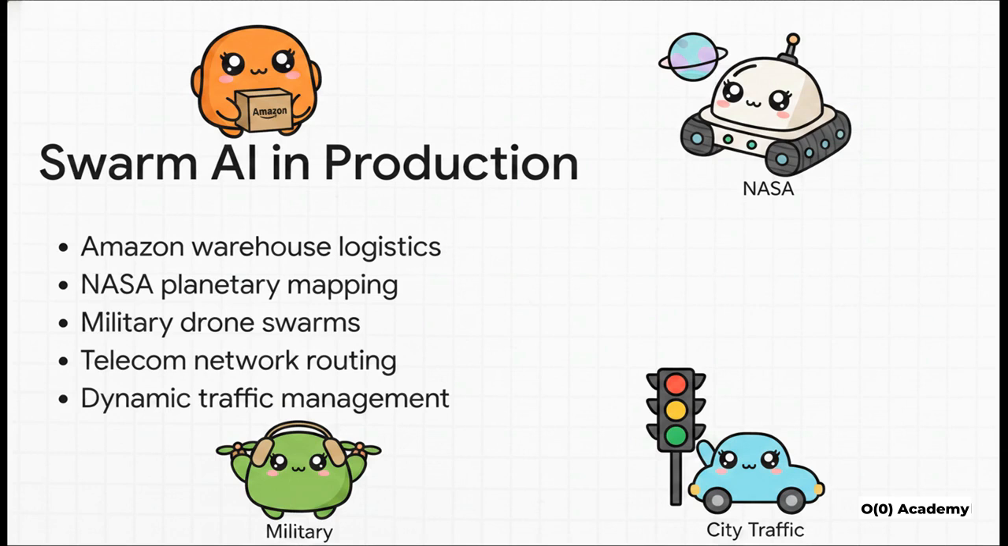NASA is exploring swarm intelligence for distributed planetary mapping. It's way more efficient to have multiple small probes coordinate mapping than relying on one massive, slow rover. The military uses it for autonomous drone swarms that adapt their formation on the fly without central command. Telecoms use it to dynamically route network bandwidth, and cities are even using it for dynamic traffic management, where individual traffic signals act as independent agents to self-organize traffic flow and crush congestion.